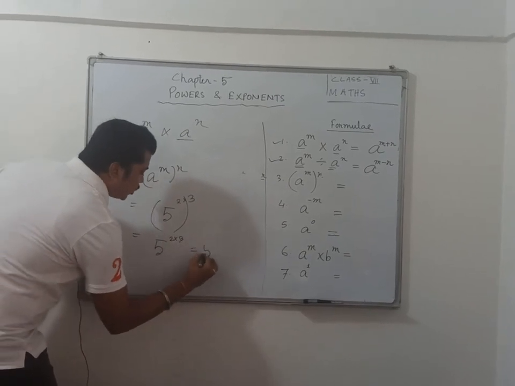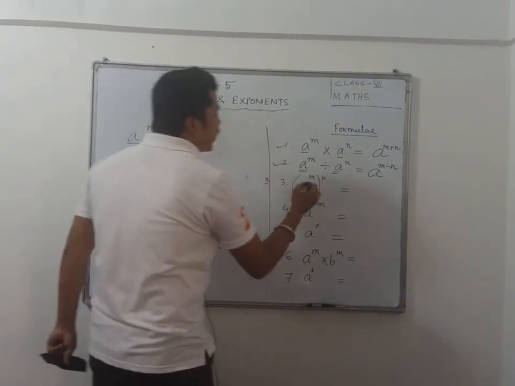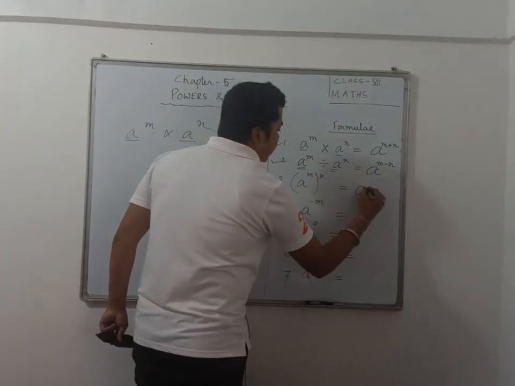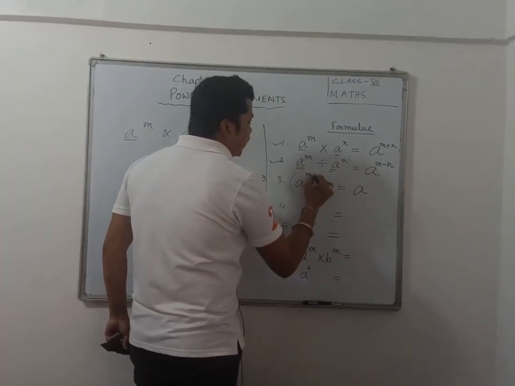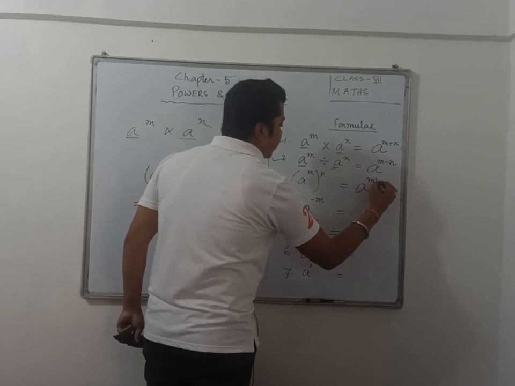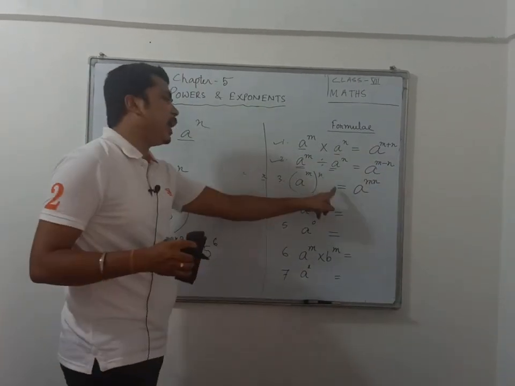Answer will be 5 to the power 6. So what can we know? That if the bases are the same, and the powers are given in this way, you have to multiply them. m into n, it will be mn.